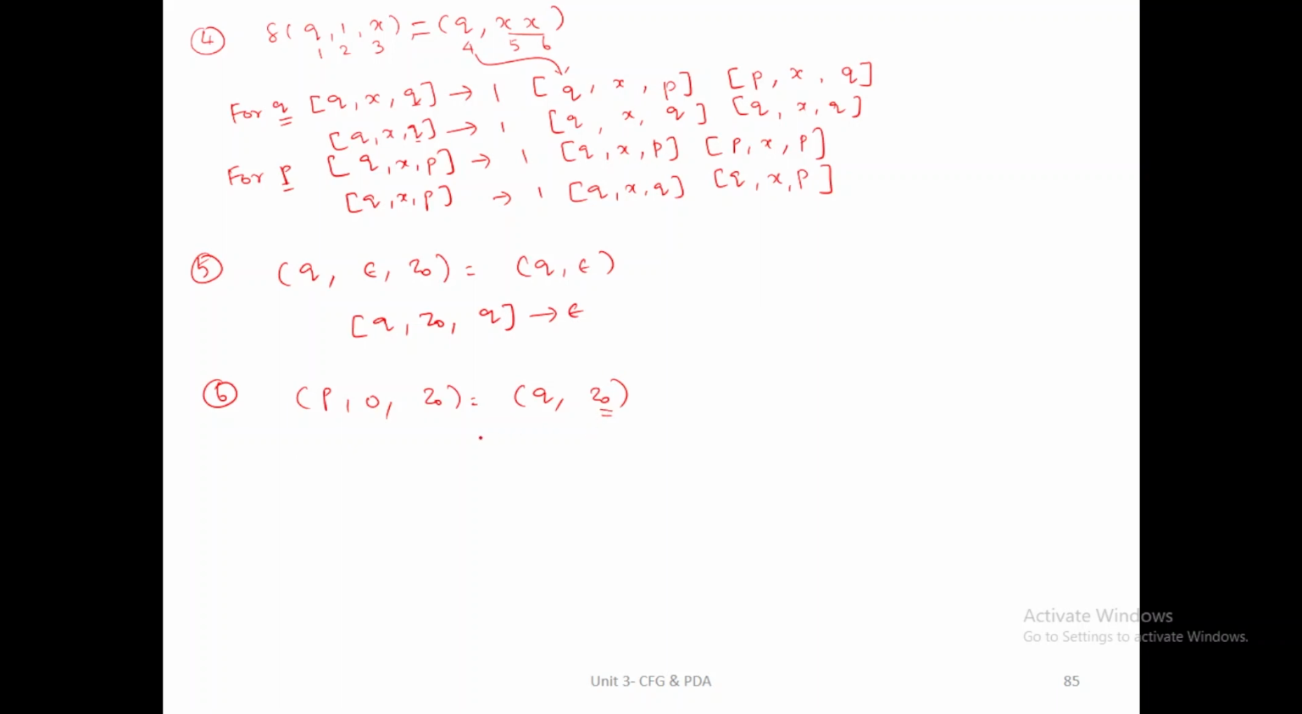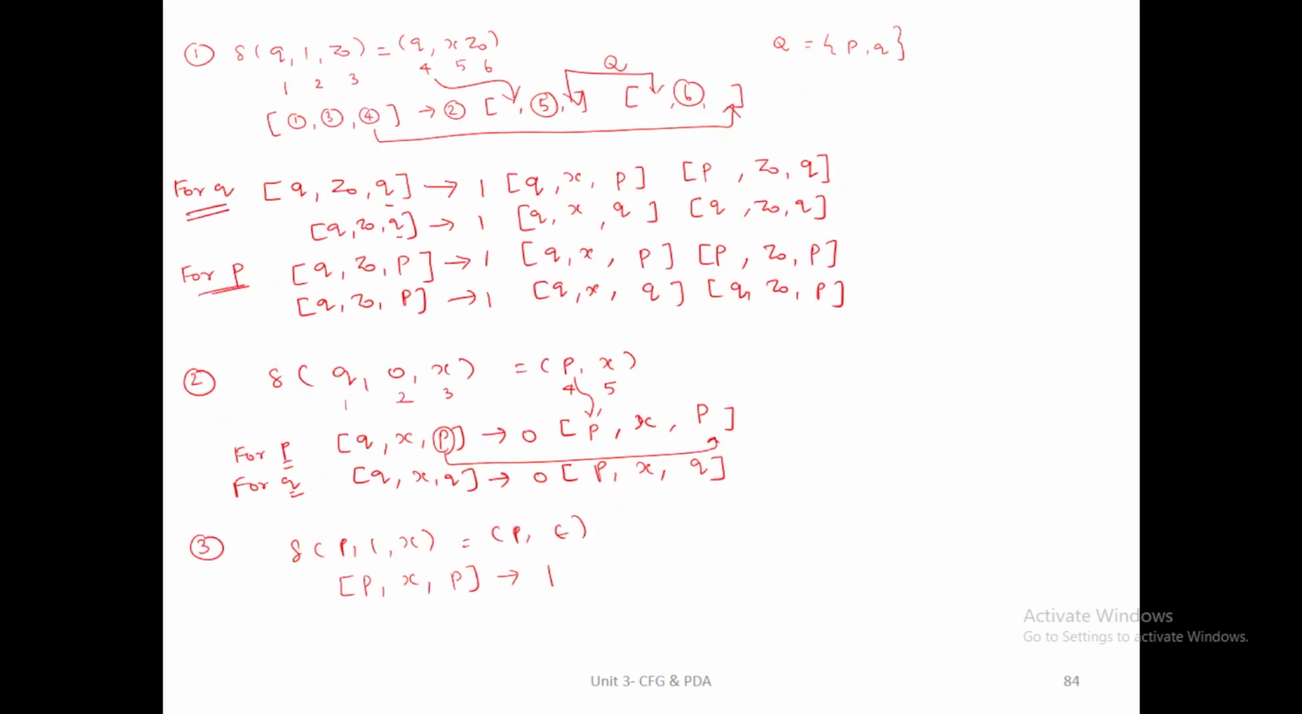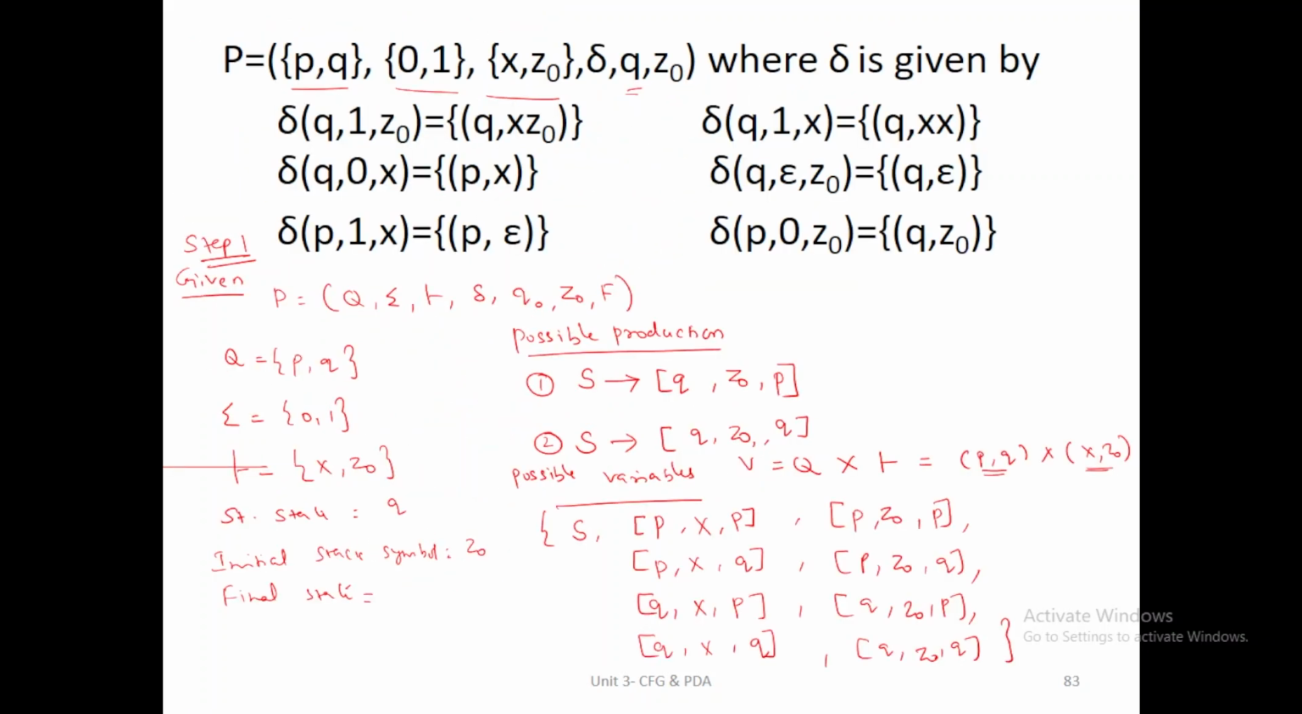So it contains one variable, so only one production is possible. 1, 3, 4 implies 2, 5. Fifth value is Z0. This should be written here. And if it is Q, this is Q. So the third value is Q. So this is for Q state. For P state, the answer is P Z0 P implies 0 Q Z0 P. So this is step 2. Okay, thank you.